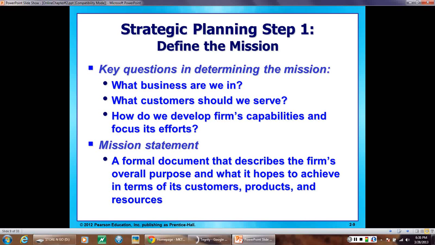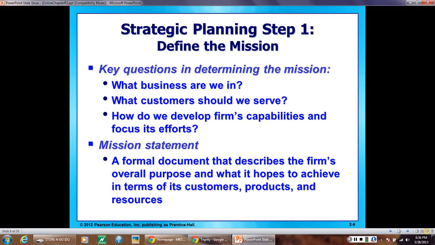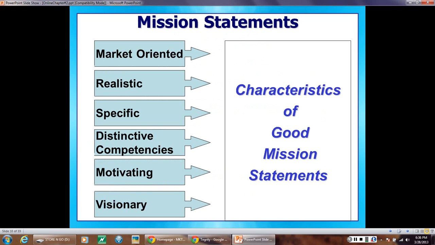Okay, first thing we do is define the mission. And what a mission statement does, and these, by the way, are rather difficult to write. If you're working for an organization now, you might go look at their mission statement, see what it says, ask them how they put it together. But it basically determines what business you're in, who our customers are, and really what it is we're trying to accomplish. It is indeed a formal document, and we'll look at a couple in just a moment.